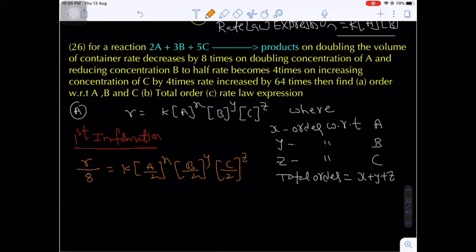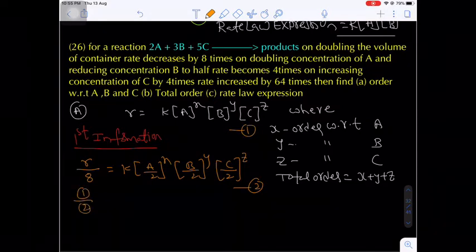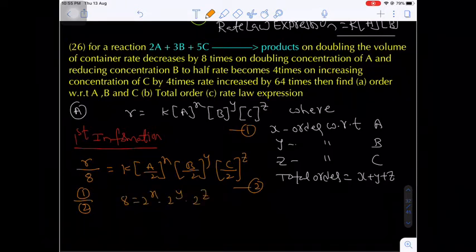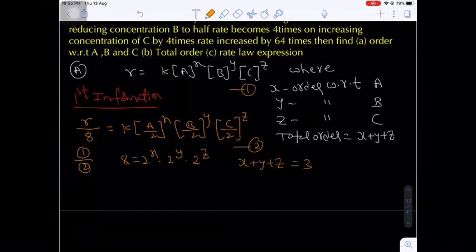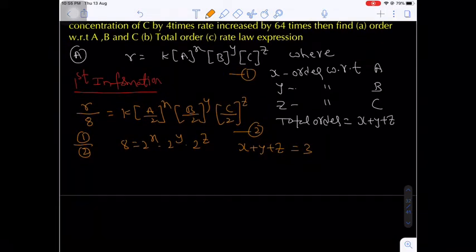From here, equation number 2, this one, and initially equation 1, the first one. If you divide, R by 8 over R, you will get 8 equal to 2 to the power x into 2 to the power y into 2 to the power z. From here I am writing directly x plus y plus z will be equal to 3. x plus y plus z equal to 3. Are you getting my point?